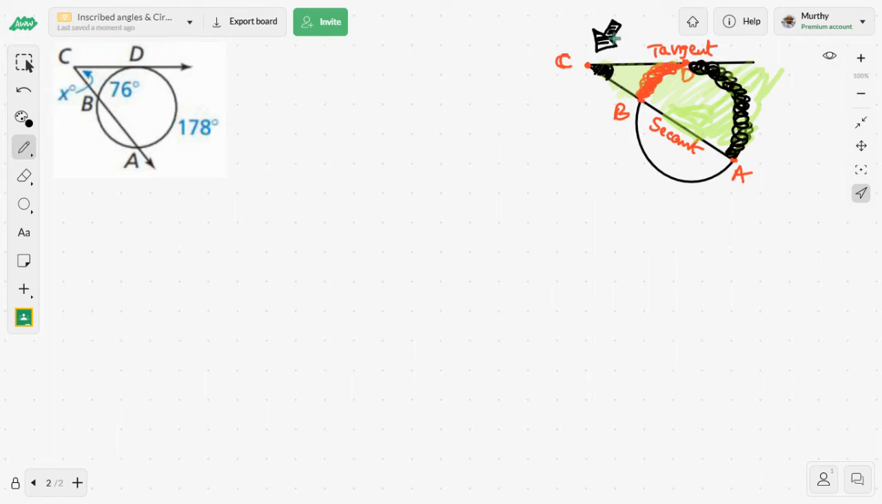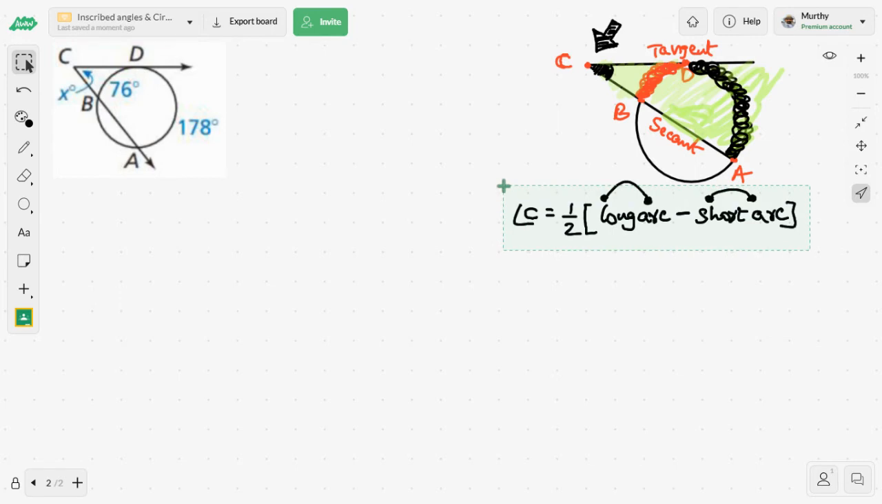So the value of this angle, that is angle C, equals half the measure of the long arc value. What is the value of the long arc? I'm keeping this symbol so that you may not forget. Take away the value of the short arc. Okay, that's it. So let me take this rule.